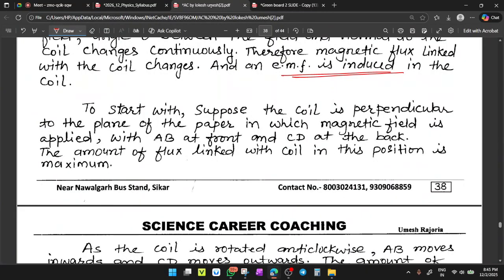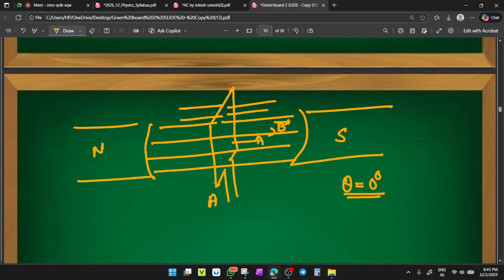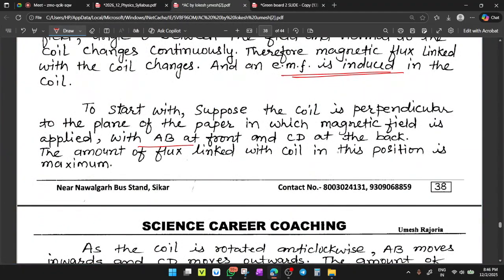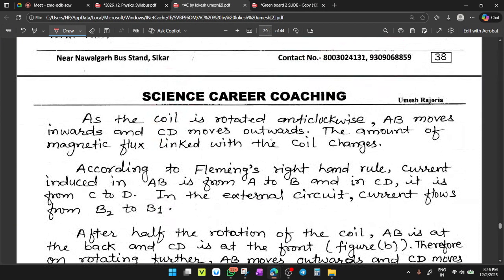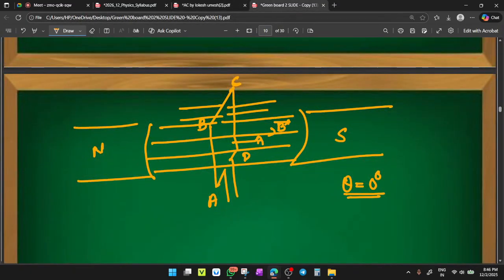To start with, the coil is perpendicular to the plane of the paper in which the magnetic field is applied, with AB at the front and CD at the back. The amount of flux linked with the coil in this position is maximum. Now the coil is rotated anti-clockwise. Anti-clockwise means the opposite direction.